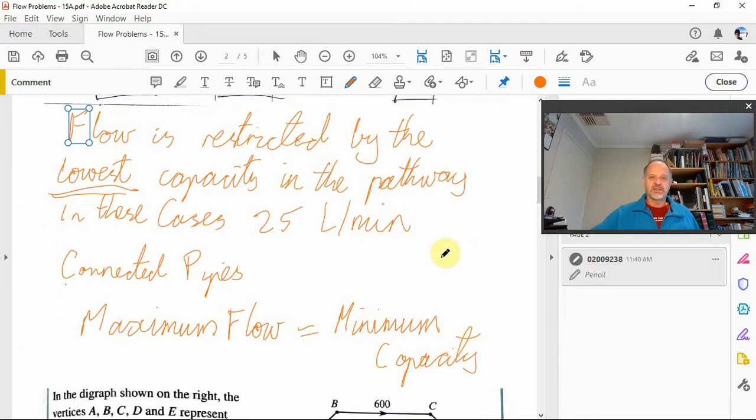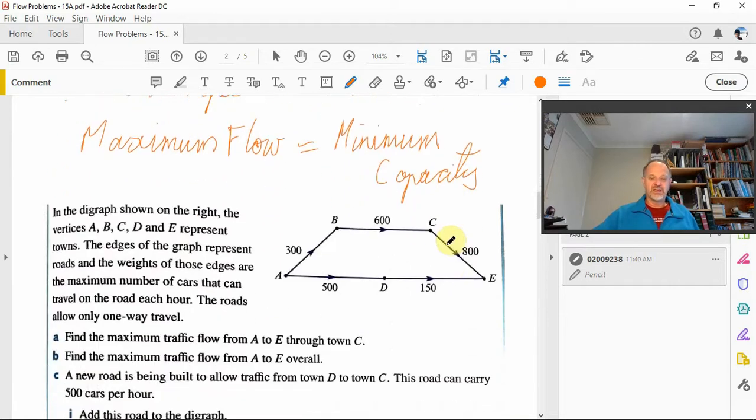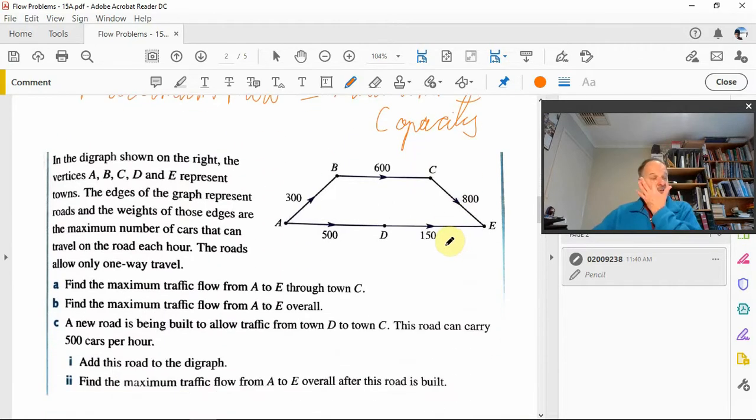All right, so here's an example. Let's have a look at an example. I'll have to keep scrolling backwards and forwards on this one. So here's a graph, towns A, B, C, D, and E. Edges of the graph represent the roads. These are one-way roads because you can only go in those directions. And then the maximum number of cars: here, 300 cars per hour can travel that way.